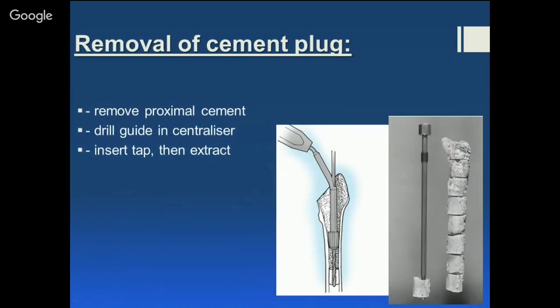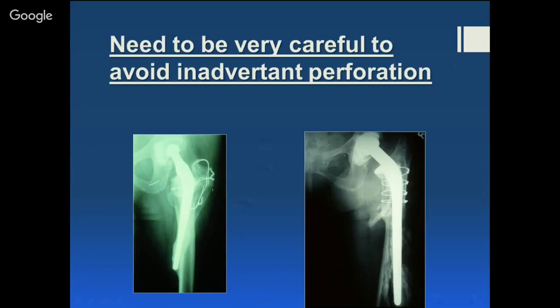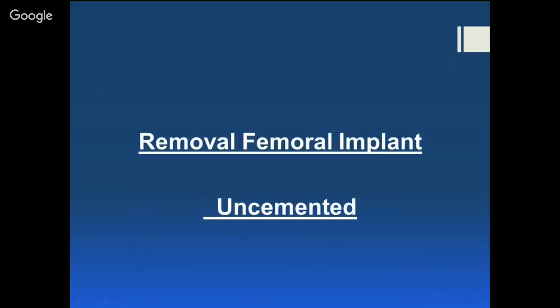Lastly, after removal of the cement, there is a cement plug distally. That is very important. We have to remove that also. For the removal of the cement plug, we drill the cement plug with a 3.5 or 4.2 drill bit. Then we use a long screw or long tap. Then we squeeze it and reverse hammer it, and it will come out. But be very careful to avoid inadvertent perforation and fracture during the removal of the cement. Now the removal of the femoral implant, uncemented.